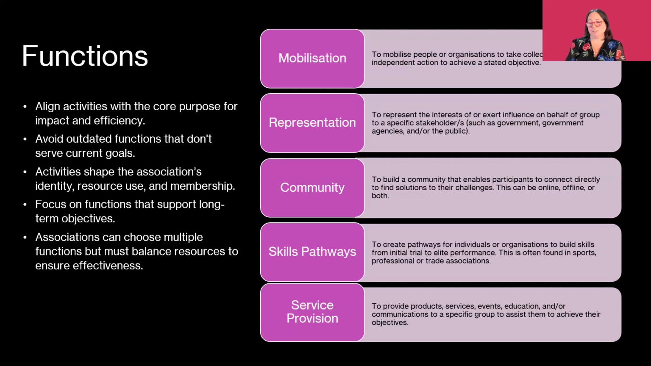There are only 5 functions that an association can potentially offer. Now, each one of these has their own drivers. And when you're looking at your membership model, you want to figure out which of these are we doing? What are the most important and what don't we need to do?